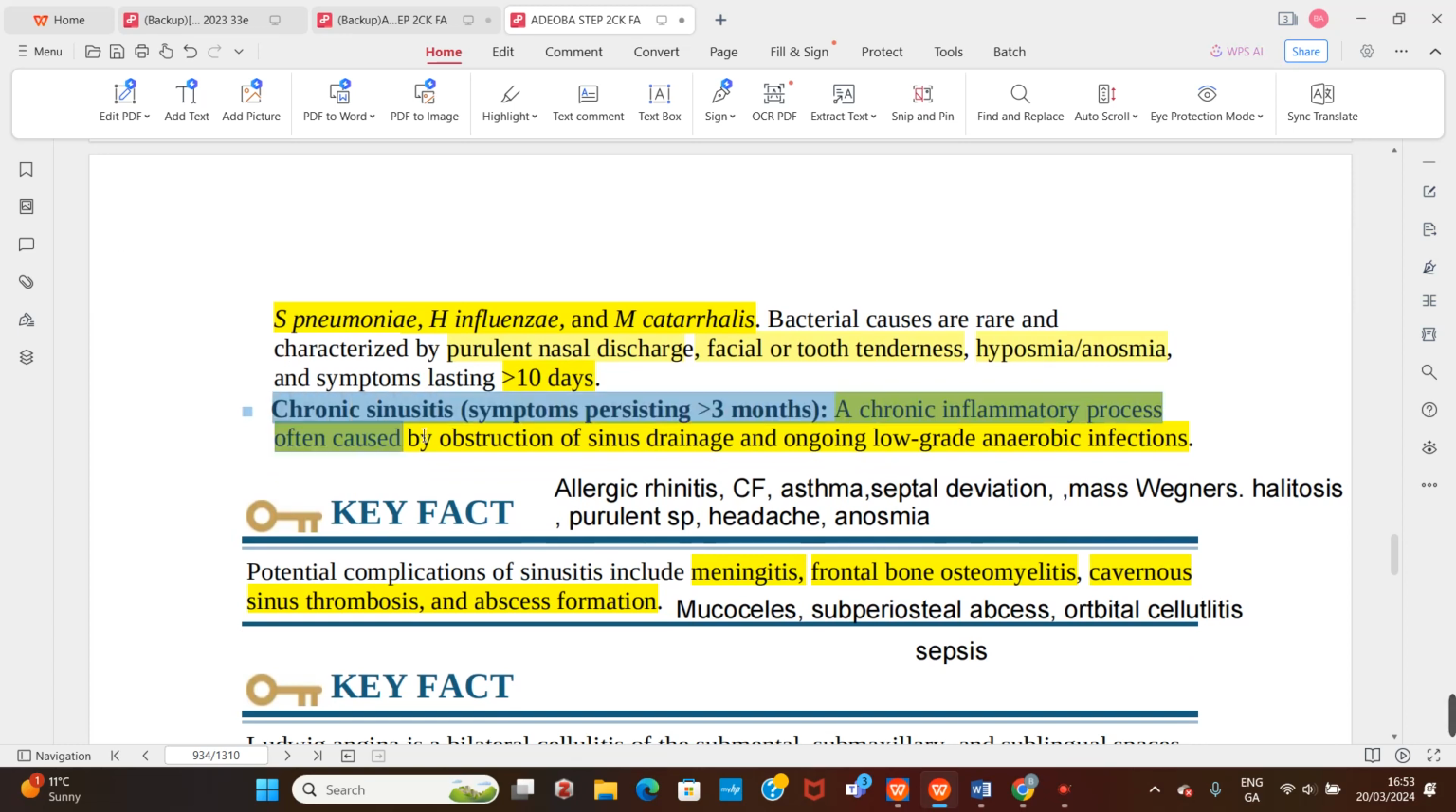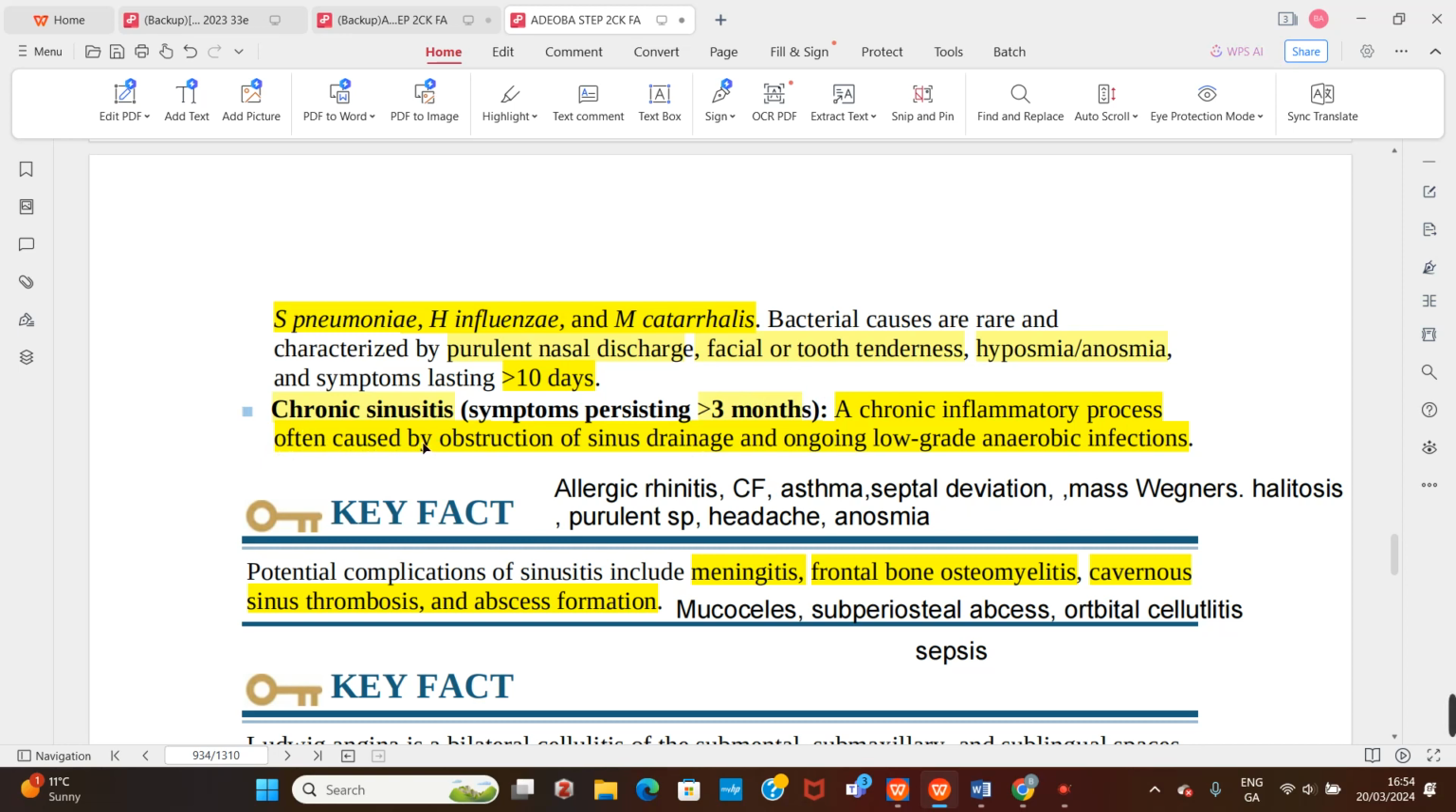While for chronic sinusitis, the symptoms usually last for more than 3 months. So they are going to be having the fever, the nasal discharge, the nasal congestion. It's going to be purulent, it's going to be foul smelling, and it's going to occur for more than 3 months.